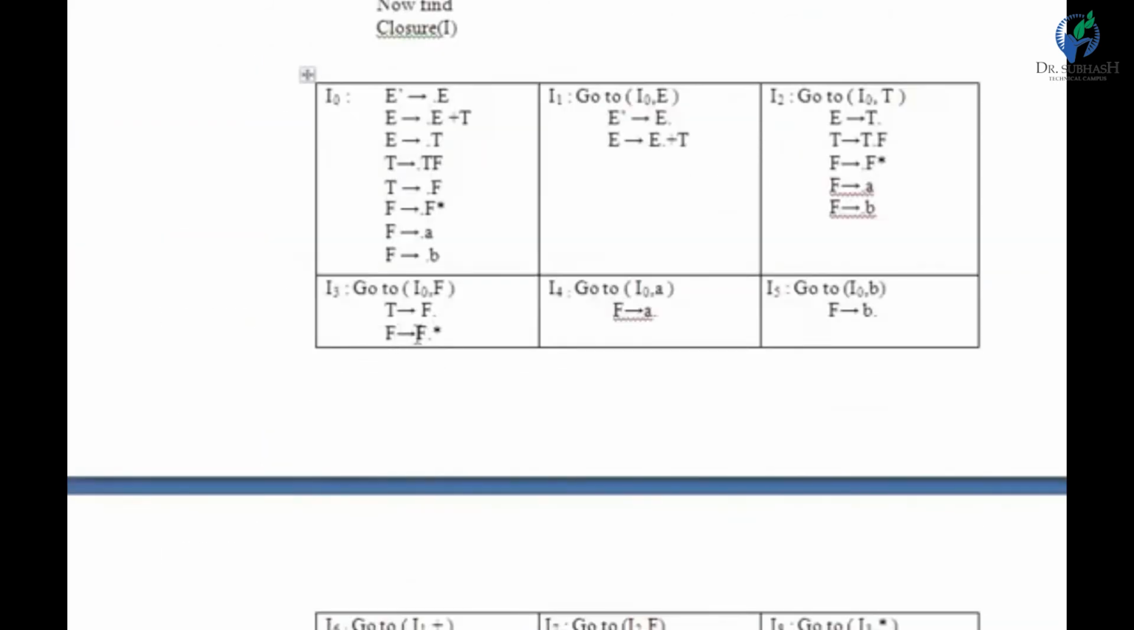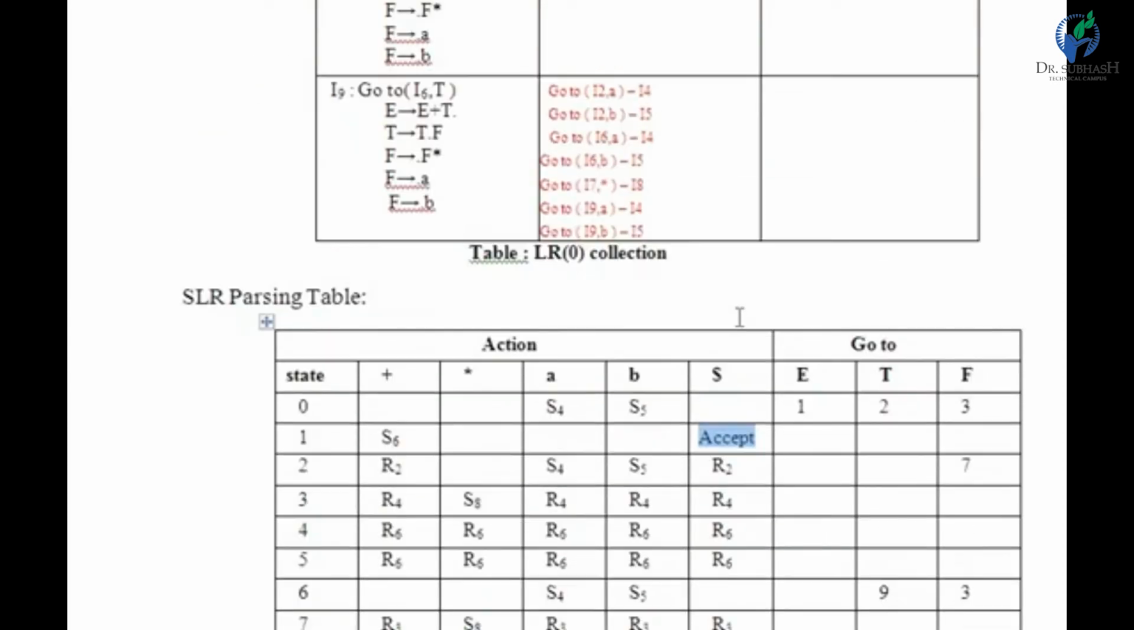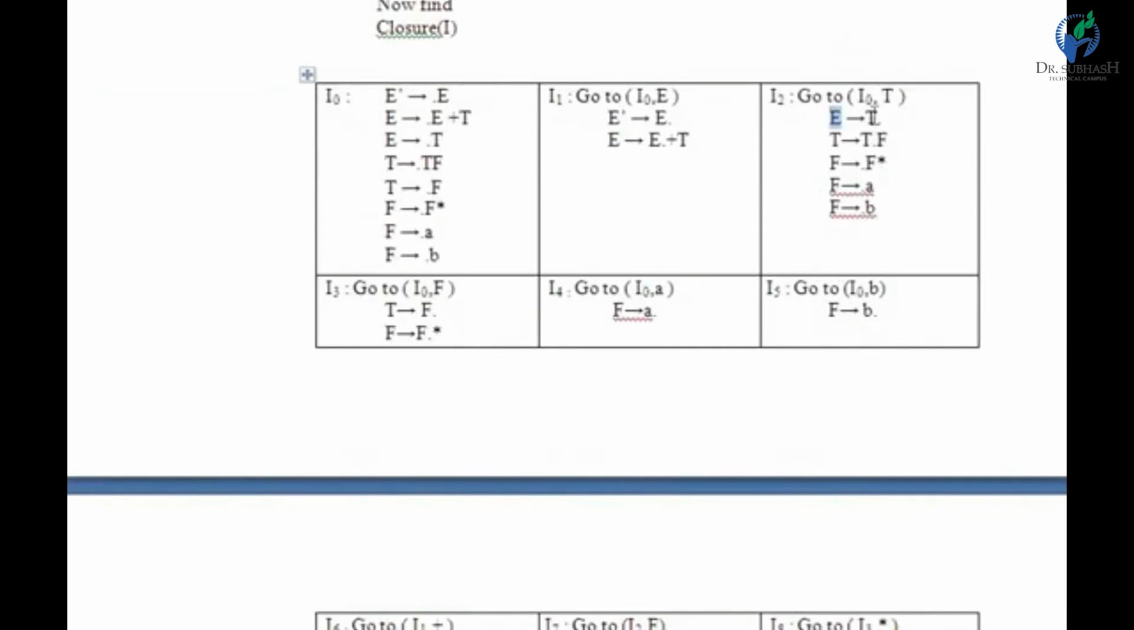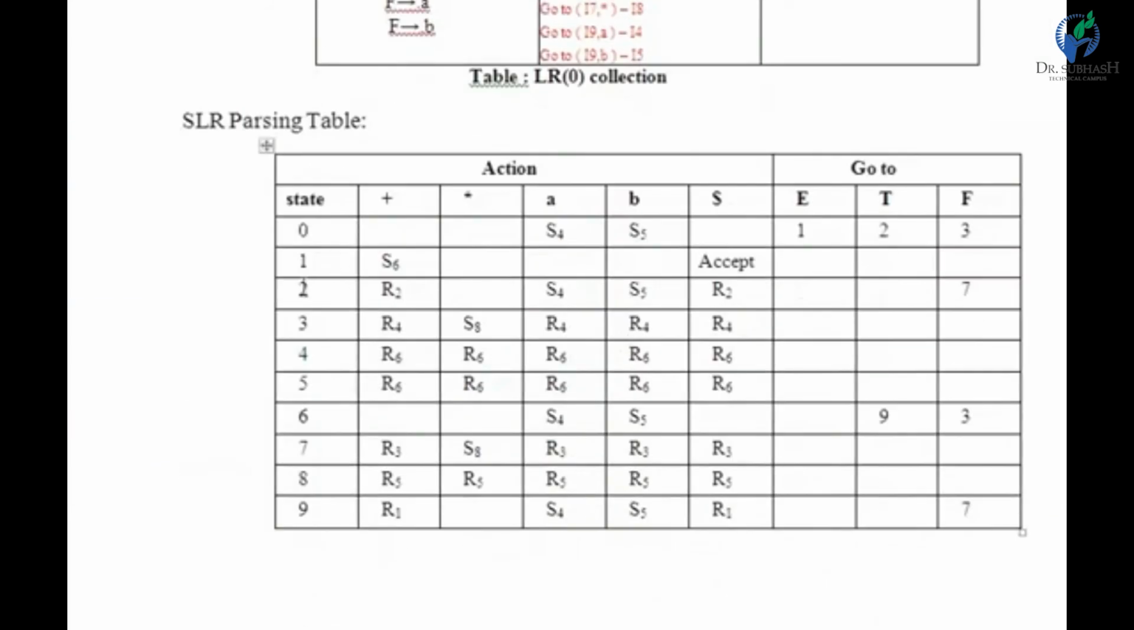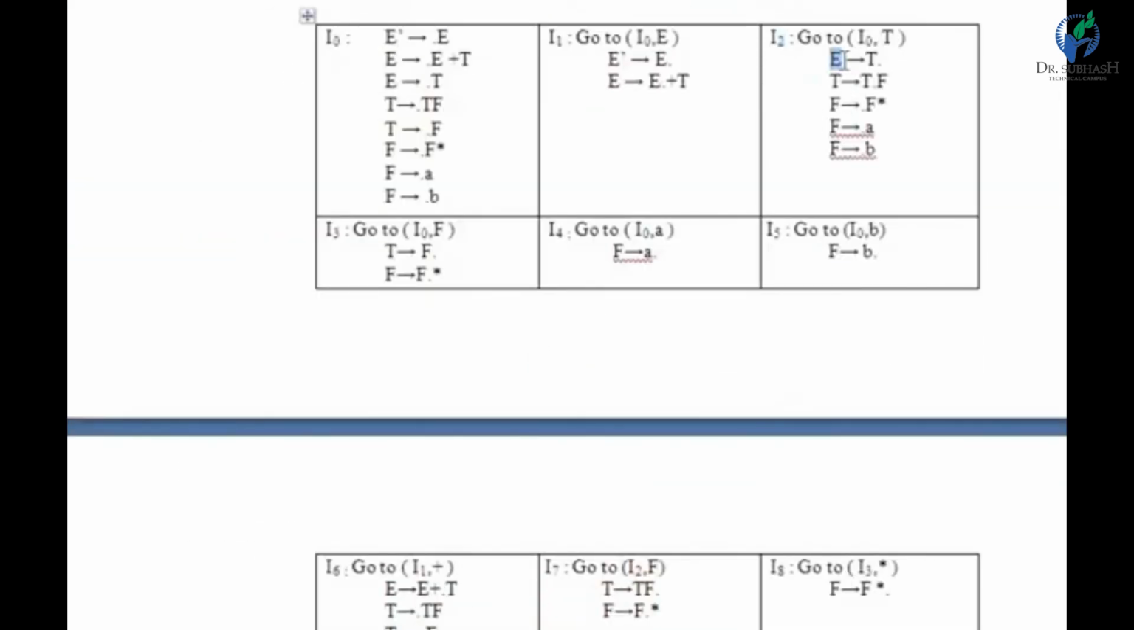In this case, the first complete production is E dash gives E dot, which is your augmented grammar. So in state 1 we can write accept. The next complete production is E gives T dot, so write it in the second row. This is state I2. So in the second row you have to write the reduce entry. At which column? For that you have to check the follow of this production. So follow of E is plus and dollar.